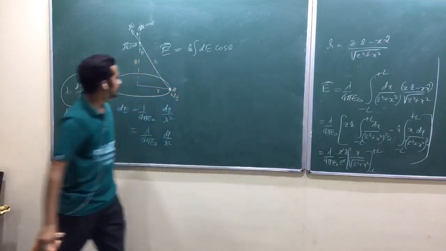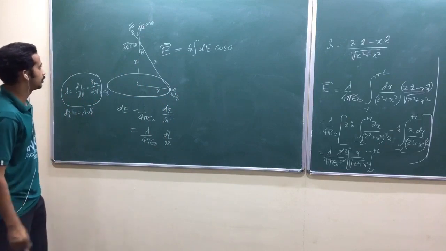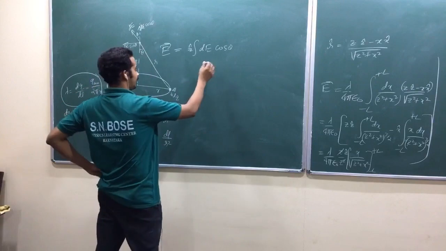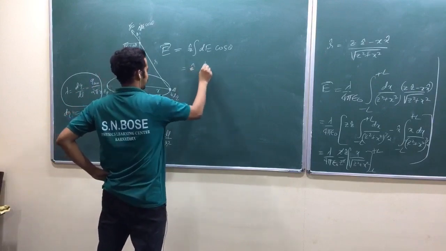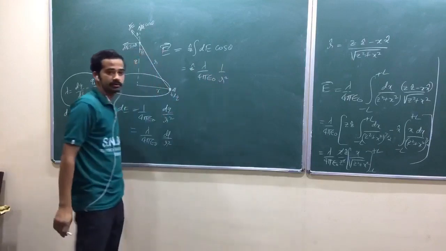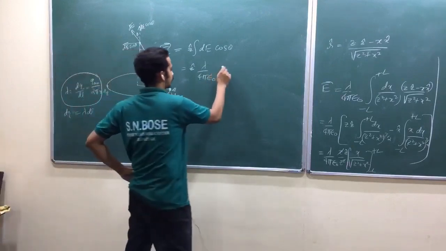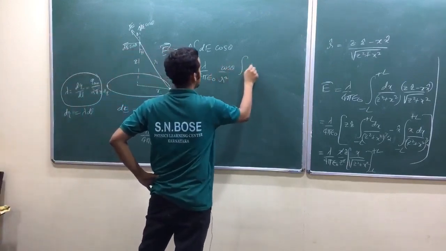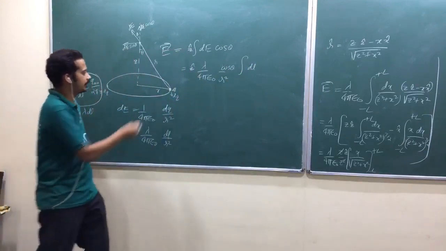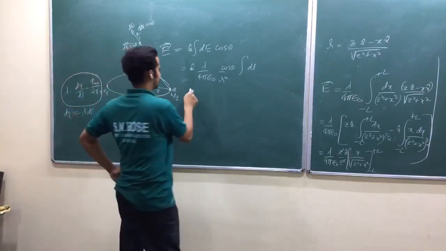Again, if you are not getting how the horizontal components are cancelled, think over it yourself. Okay. So z cap lambda by 4 pi epsilon naught, 1 by r square is also constant. Italic r is also constant. Am I right? Cos theta is also constant. What is this one? Integral of dl. What is integral of dl? dl, so 2 pi r. That's it. Is that okay?